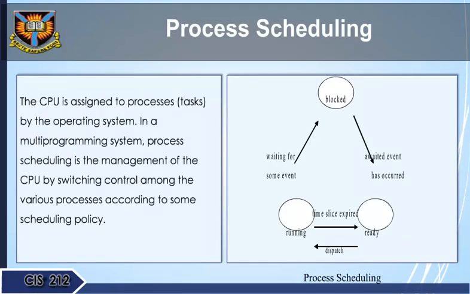Process scheduling. The CPU is assigned to processes or tasks by the operating system. In a multi-programming system, process scheduling is the management of the CPU by switching control among the various processes according to some scheduling policy.